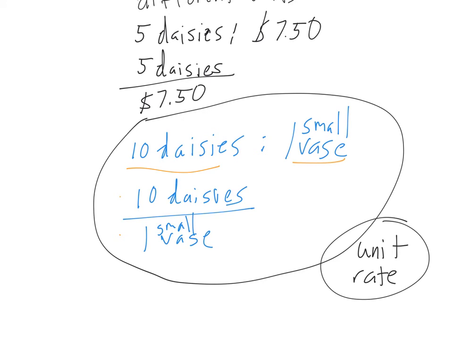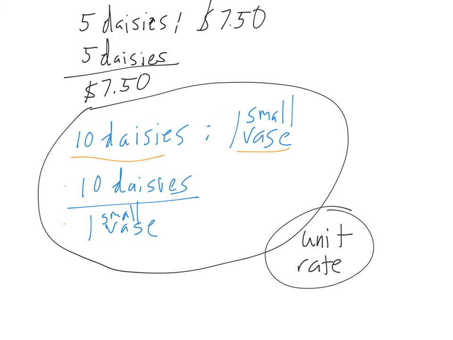And this is a special type of rate called a unit rate. A unit rate is when you compare 2 measurements in which the denominator has a value of 1 unit. So this is just daisies per small vase. That unit rate is very helpful if you're determining, well, if I have 2 small vases, how many daisies am I putting in? Well, 10 per small vase, so 10, 20. There'd be 20 daisies.